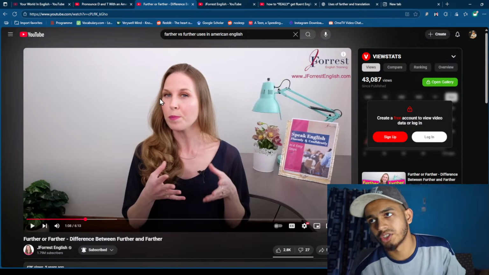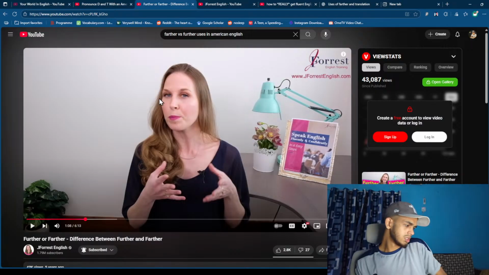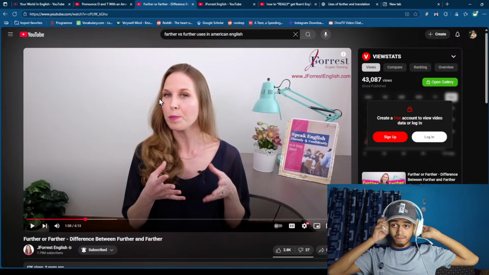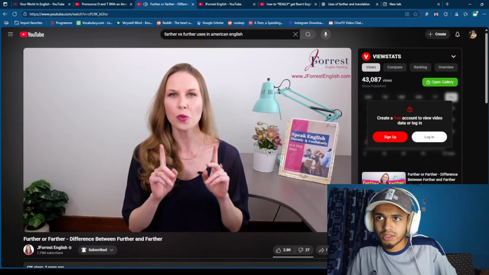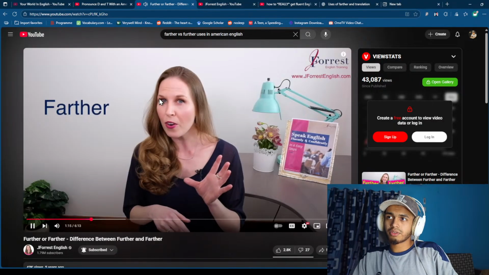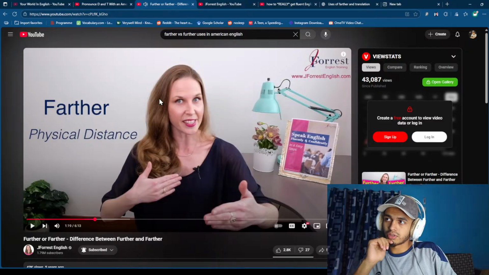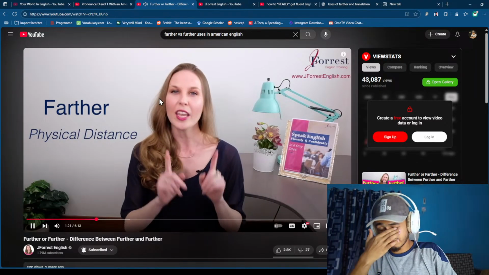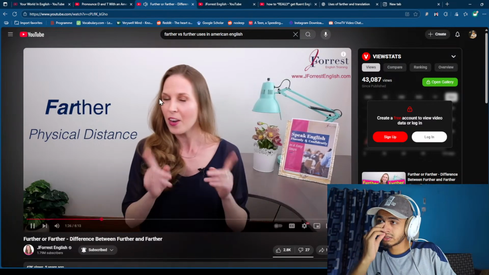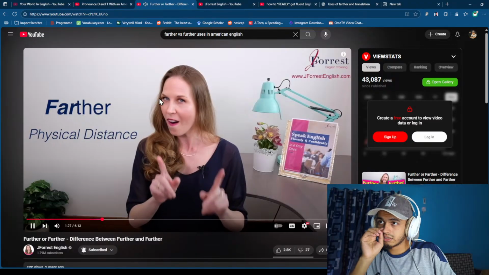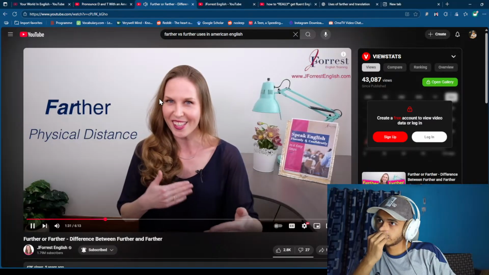Okay, distance, degree. They don't use degree for distance too much, but they use it. Between these two, to remember which one you need in your sentence, remember that farther is used for physical distance. The way you can remember that is farther has the word far in it. Far is used for far away, physical distance.